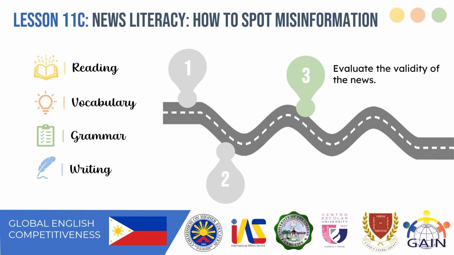And with that, we have covered our third can-do objective, which is to evaluate the validity of the news. We read tips on spotting misinformation, learned additional media collocations through a few vocabulary activities, gained more knowledge on attitudinal adverbs, and harnessed our writing skills through the application of the tips we have learned on spotting misinformation.